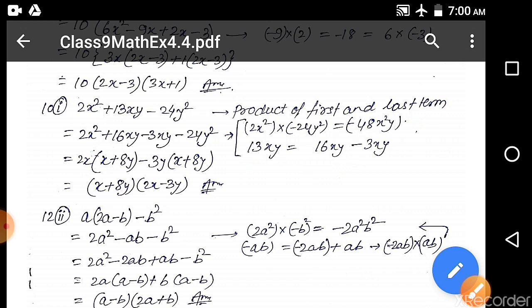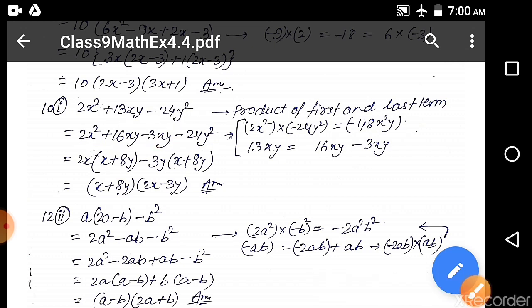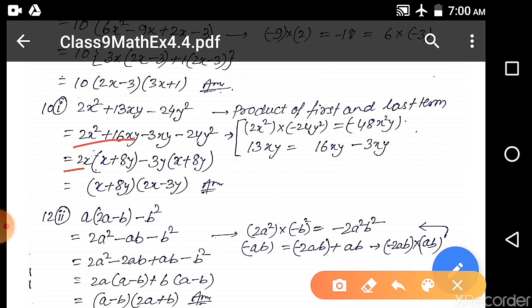Okay, so see here in the next line, 2x square, and for this 13xy we will write 16xy minus 3xy, and minus 24y square. Now take out the common factors. From the first two terms we can take 2x as a common factor. Here we have x plus 8y. So here we will write x plus 8y.